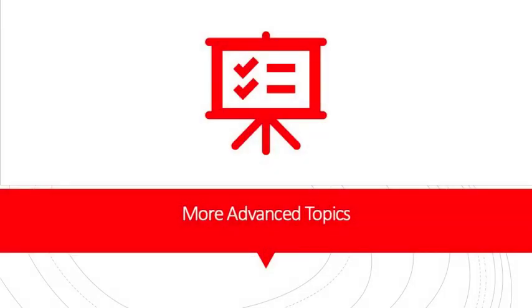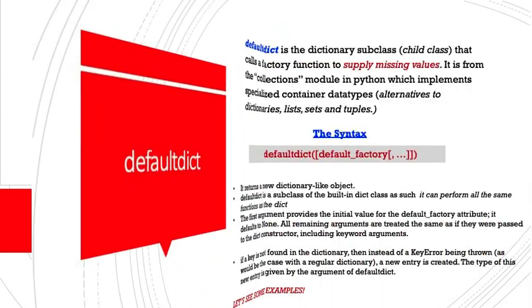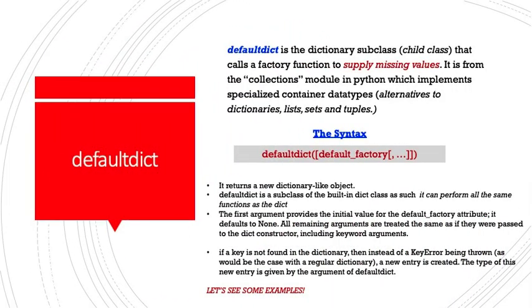Hot dog, let's get into some more advanced topics. Our first advanced topic is to talk about defaultdict. DefaultDict is the dictionary subclass or child class that calls a factory function to supply missing values. It's from the collections module from the Python standard library, which implements specialized containers, and it acts as an alternative to things like dictionaries, lists, sets, and tuples. The syntax is very straightforward.